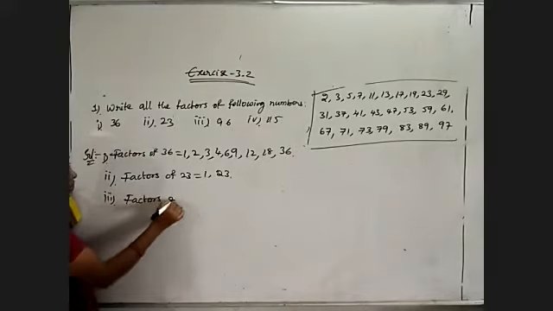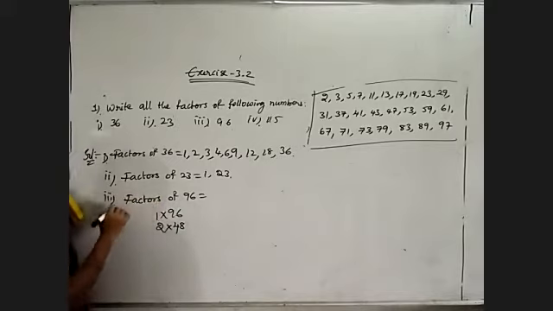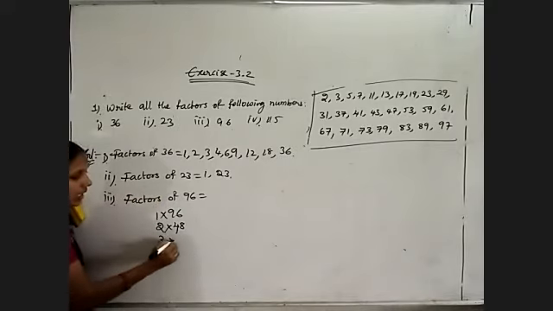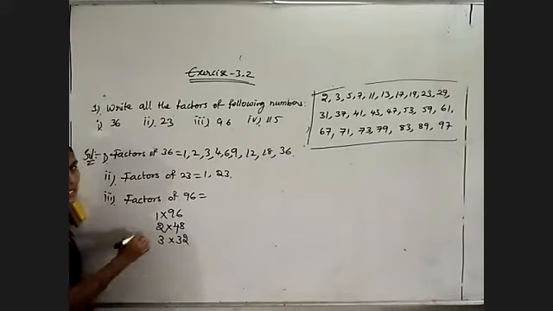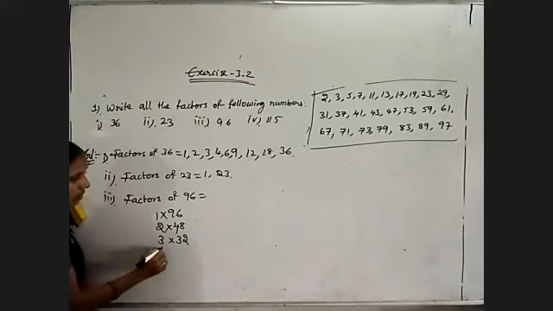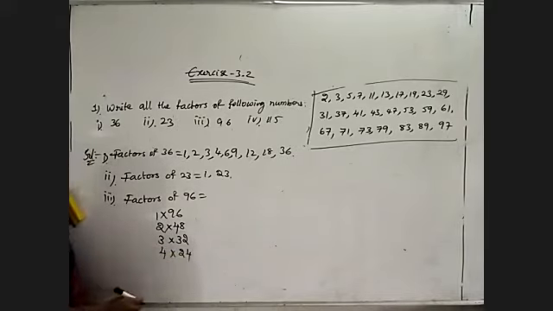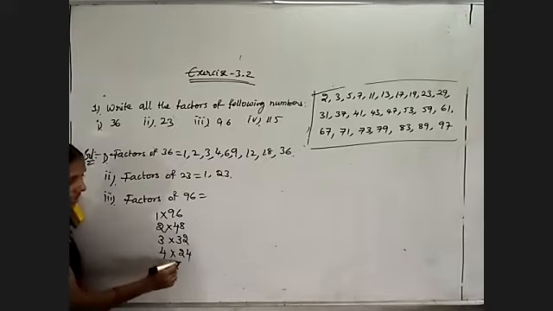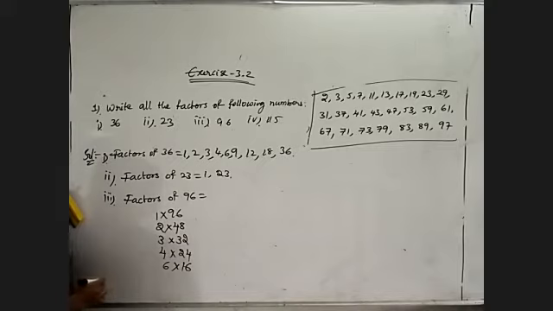Factors of 96 is equal to 1 into 96. Now 2: 2 4s are 8, 2 8s are 16. Next 3: 3 3s are 9, 3 2s are 6. Next 4: 4 2s are 8, 4 4s are 16. And the 5 table will not cancel. 6 table: 6 ones are 6, 6 6s are 36, 16 6s are 96.